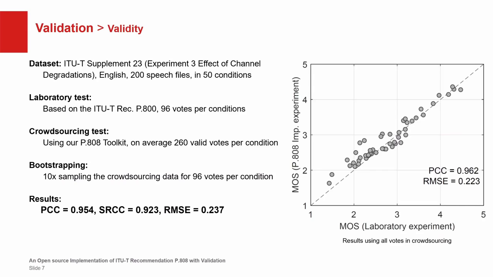We conducted the crowdsourcing test using our toolkit and on average collected 260 reliable votes per condition. We used bootstrapping on our collected data and randomly selected 96 votes per condition with replacement and calculated the MOS values per condition. Then we calculated the correlation coefficients and RMSE between the MOS values from the sampled data and the MOS values from the laboratory test. We repeated this procedure 10 times. On average, we reached a Pearson correlation coefficient of 0.95 and RMSE of 0.237.